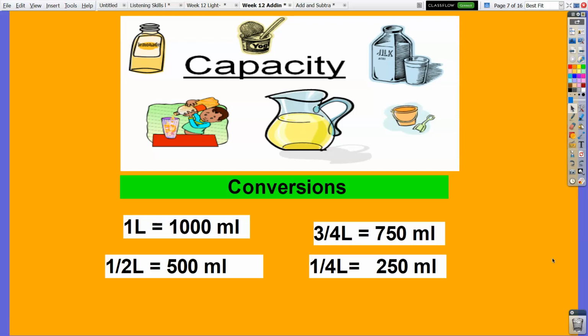Capacity. So we had learned from my previous video about the conversions. So I'm just going to refresh you. 1 liter is equal to 1000 milliliters. 1/2 liter is equal to 500 milliliters. 3/4 liters is equal to 750 milliliters. And 1/4 or quarter liter is equal to 250 milliliters.